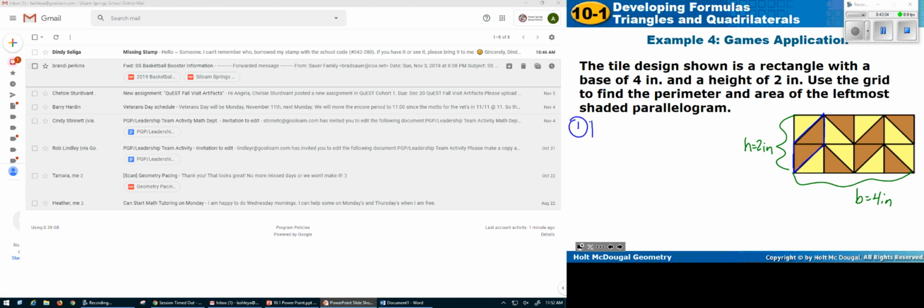What's the formula for perimeter? 2L plus 2W. And then what's the area formula for a parallelogram? Base times height. Now remember, whatever you call your base, your height has to be perpendicular to it, okay? So let's talk about this for a second. If this is 2 inches, what is just this little piece here? 1. And if this is 4 inches, what is each of these little pieces here? 1. So that would make this 1, right? Okay. So we want to figure out the perimeter of that parallelogram.